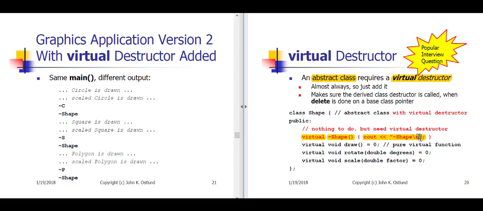The inner shape is constructed first, and then the outer circle, the higher level circle, is finished being constructed. So when we delete a circle, that is, we delete on a pointer to shape that's pointing to a circle, that's going to call the destructor for the circle class first, and then the destructor for the base class shape next.